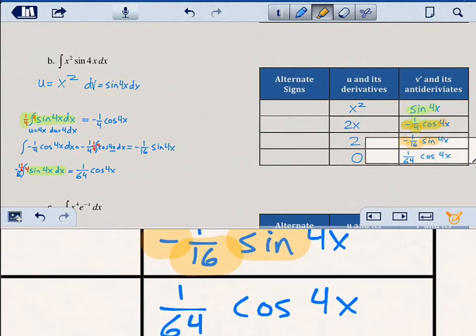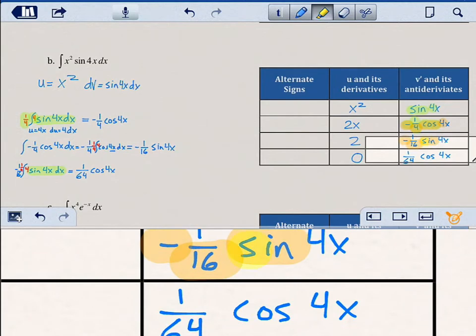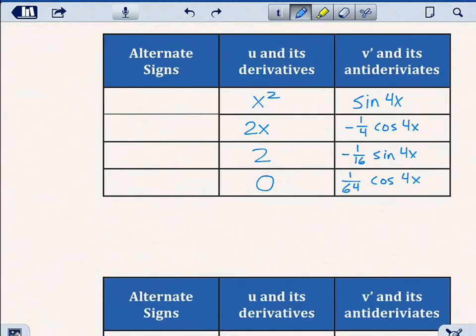And then the same pattern happens again. Since we're going from sine to cosine, we change the sign because it's negative. And because of that 4, we're going to multiply the 16 by 4 to get our 64 there. All right, now that all of our work is done, again, remember we want to alternate our signs starting with positive. So positive, negative, positive, negative.